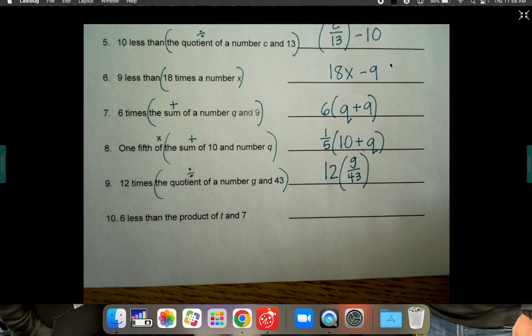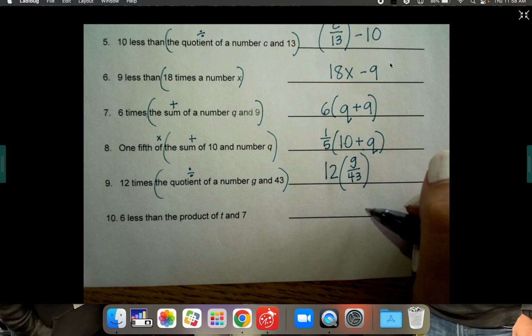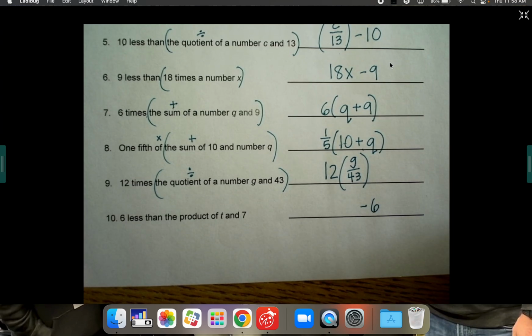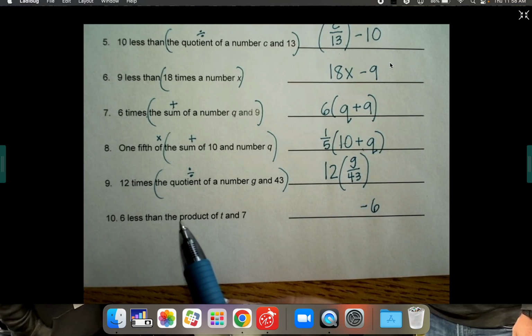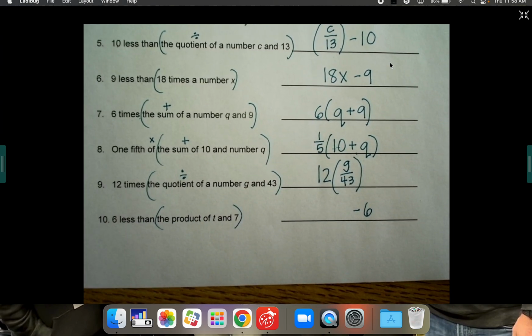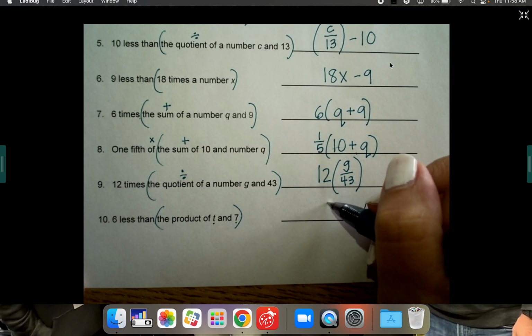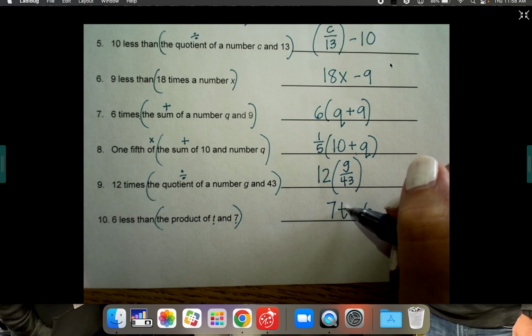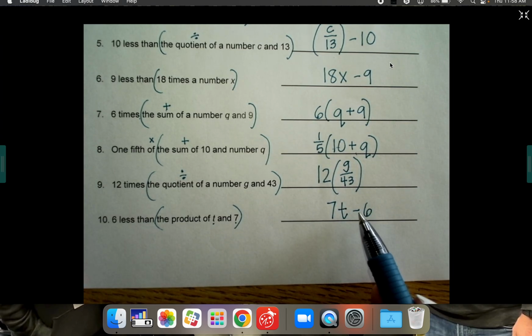Okay, and then the last one, 6 less. So whatever it is, we know we're going to be subtracting 6 from it. So what comes first is the product of 7 and t, or t and 7, but you always put the, remember, fancy word coefficient before the variable. So I'm going to squish together 7 and t. 7 times t minus 6.